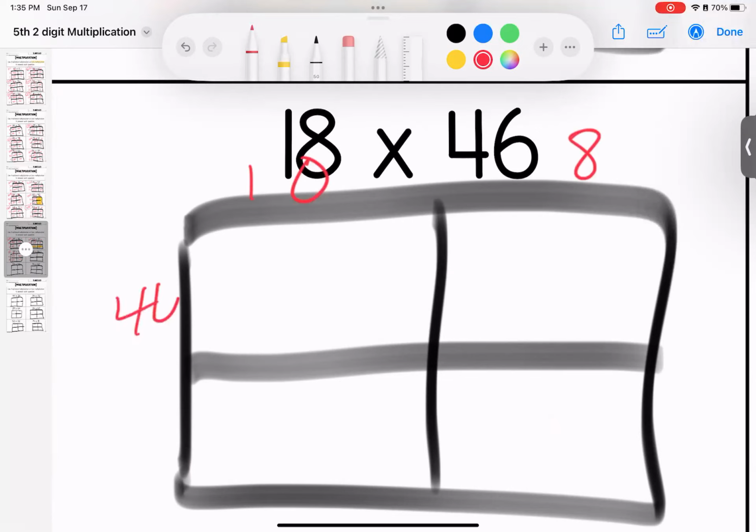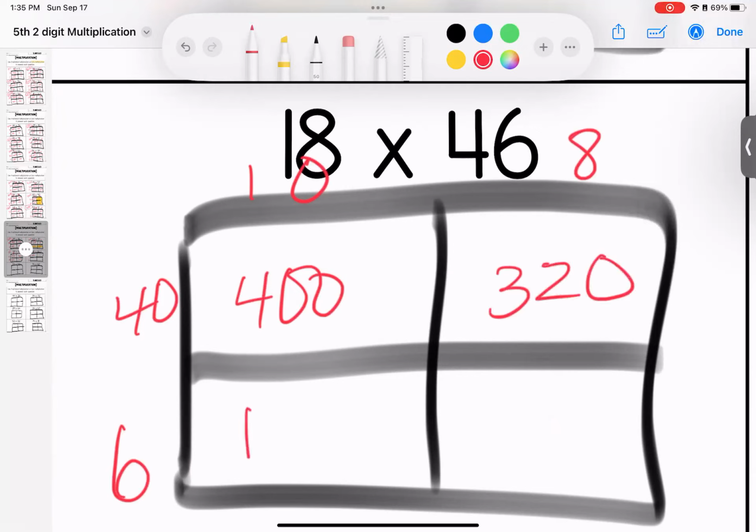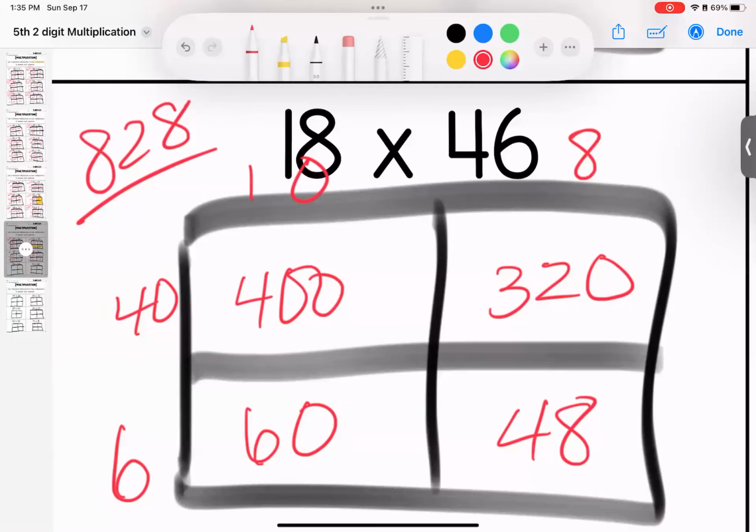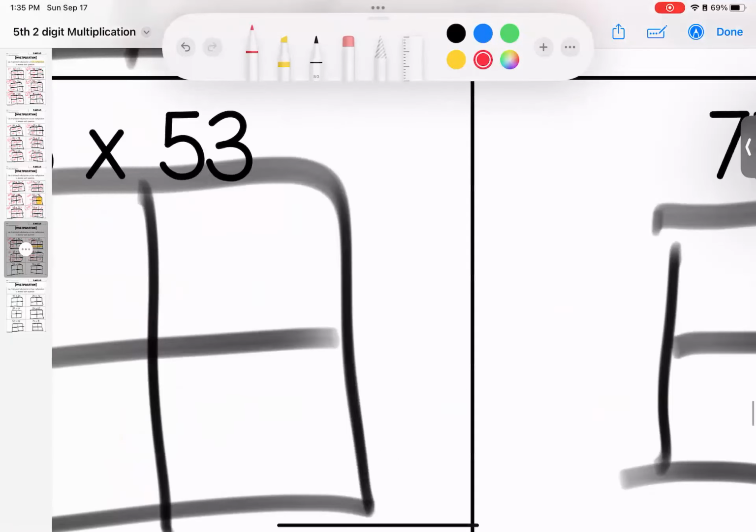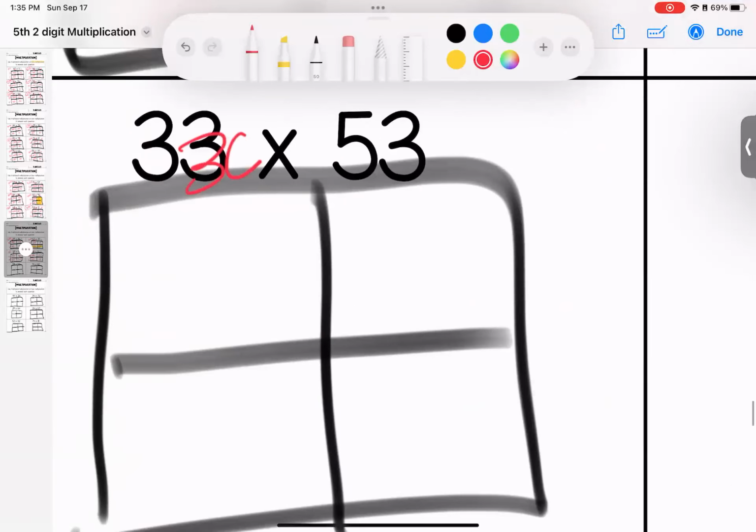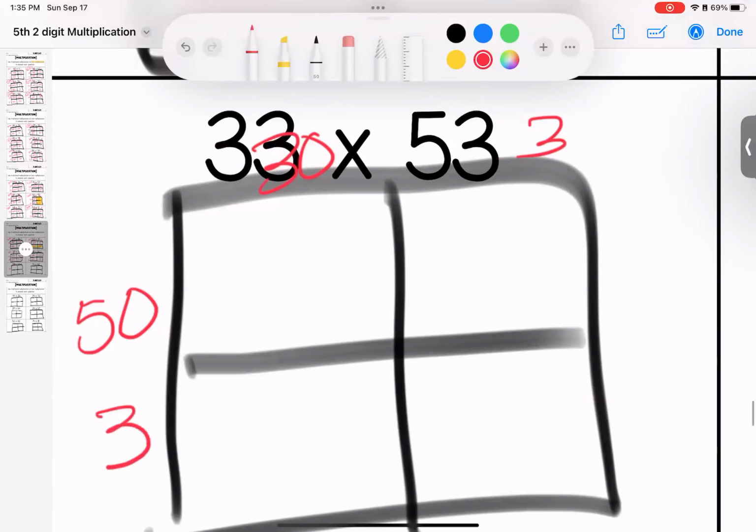Stretch it out into tens and ones. 4 and 1 is 4, 2 zeros. 4 and 8, 32 with a 0. 6 and 1 is 6 with a 0. 6 and 8, 48. 828 in total. Last row for this one, we have 30 and 3. We have 50 and 3 for 33 times 53.